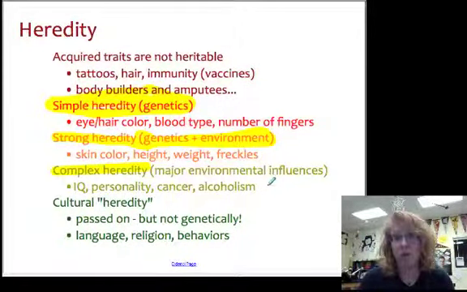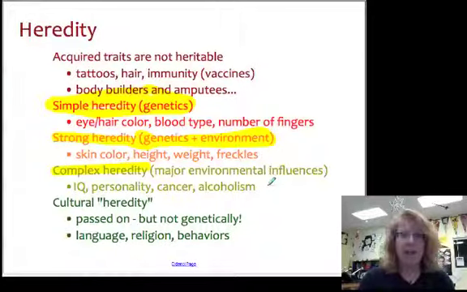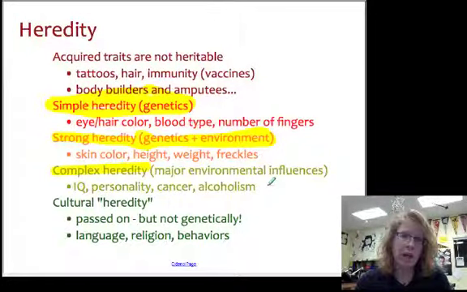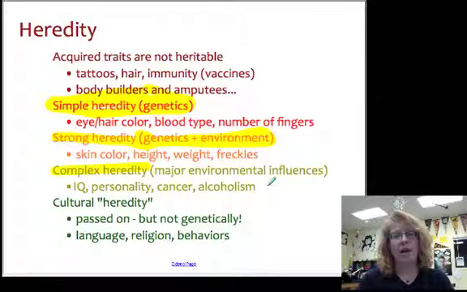Same thing, your personality traits. Some of those are born in you. Some people are naturally outgoing or naturally shy and reserved, naturally easygoing or upset easily. These kinds of things are somewhat born in you, but then your experiences really play a huge role in how they develop. And then last but not least, this last thing, cultural heredity.